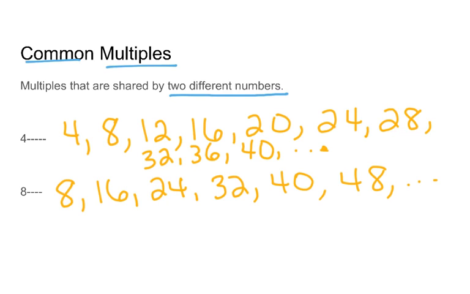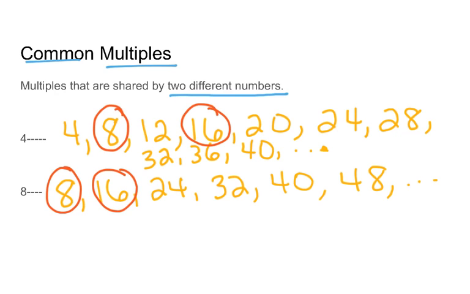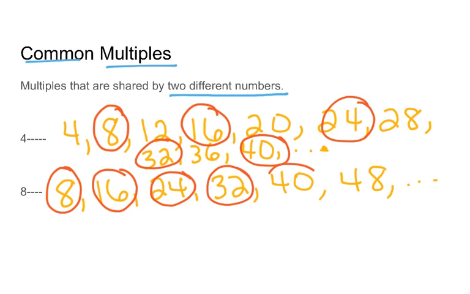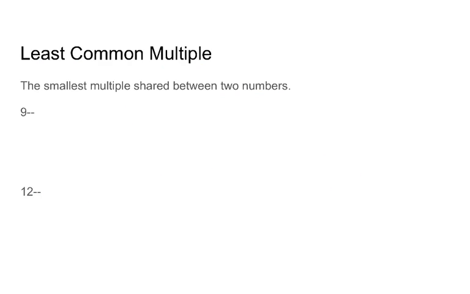So if we look here, we're going to find some common multiples. Well, I see 8 on the list. That's a common multiple. 16 is on the list. That's another common multiple. 24 is a common multiple. 32 is a common multiple. 40 is a common multiple. And we could keep going on and on, and there'll be thousands and thousands of multiples that they have in common. But what we are interested in is the least common multiple between two numbers.